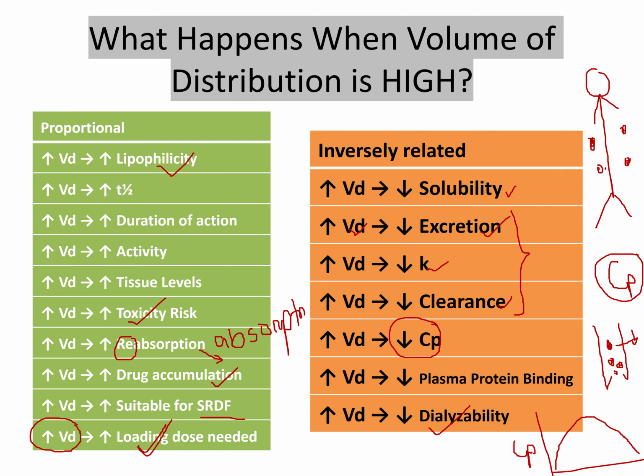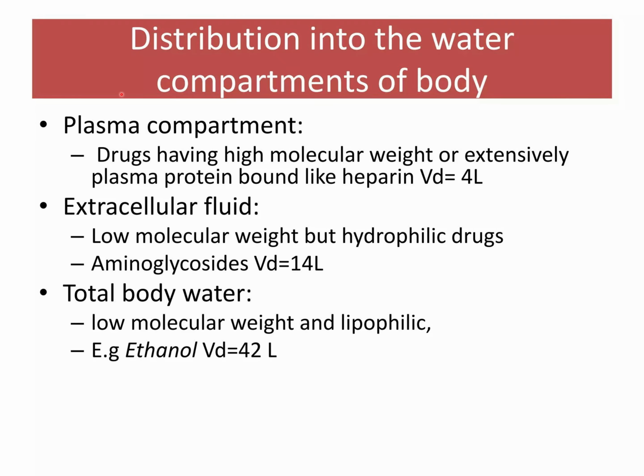So next slide. Now, distribution into the water compartments of the body. Plasma compartment: a drug having high molecular weight or extensively plasma protein bound will be in plasma. In extracellular fluid, low molecular weight but hydrophilic drugs will be in extracellular fluid. And in total body water, the drugs which are lipophilic and of low molecular weight will be distributed throughout the body.